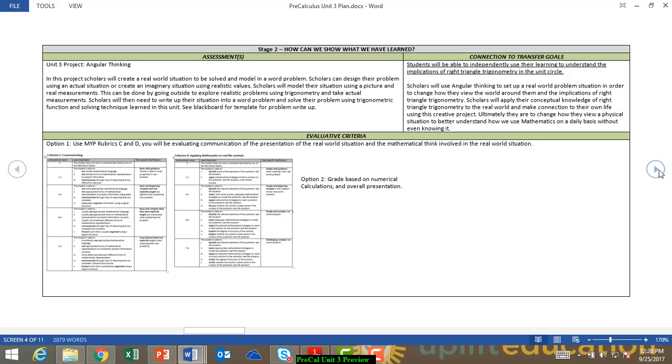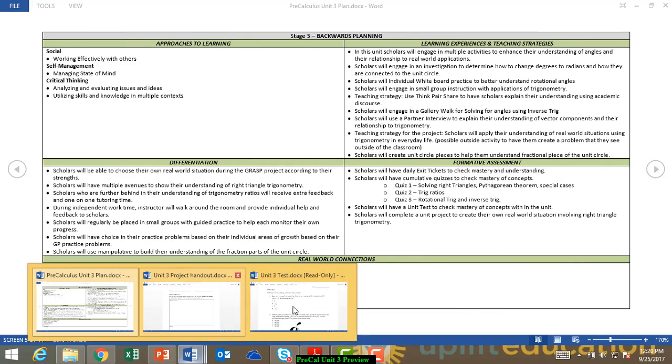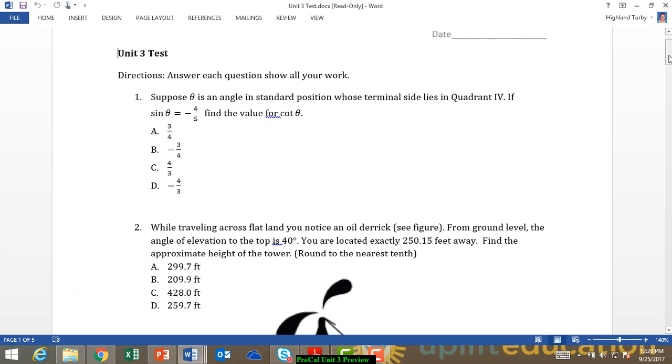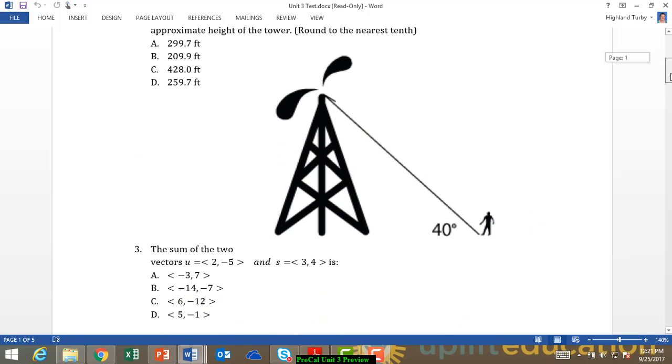The second assessment for this, of course, is the unit test. Let's go ahead and look at the unit test right now and see what's on it. If you can see, they have to be able to look at standard positions of an angle and be able to calculate a trig function from another trig function, which can be complicated, but they need to understand how the ratios of the sides correspond to that specific trig function and what quadrant it lies in. You want to use "All Students Take Calculus" in order to show which ones are positive and which ones are negative. Word problems are very heavy in this unit.